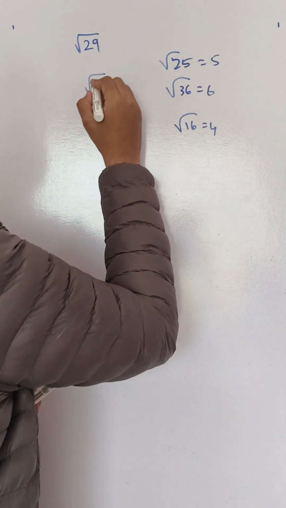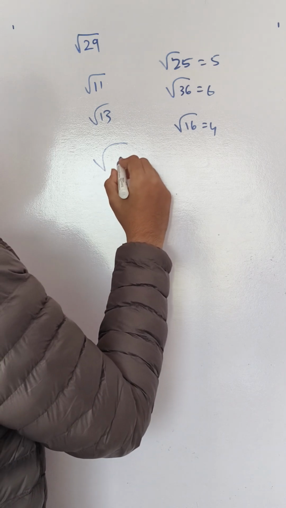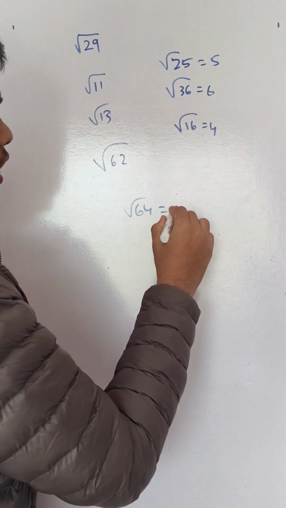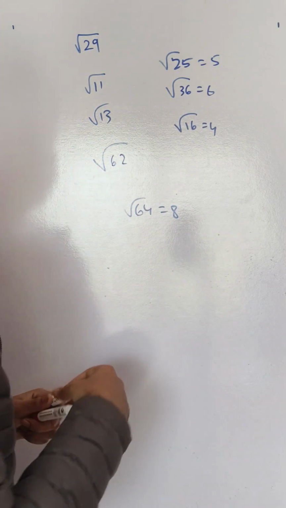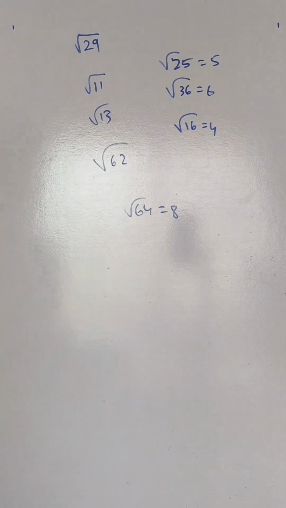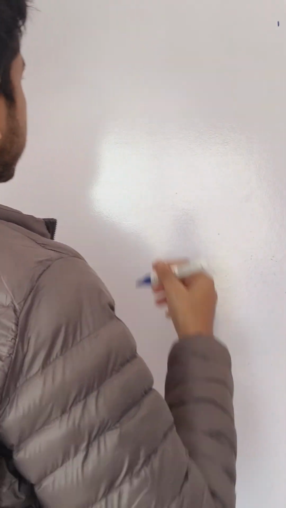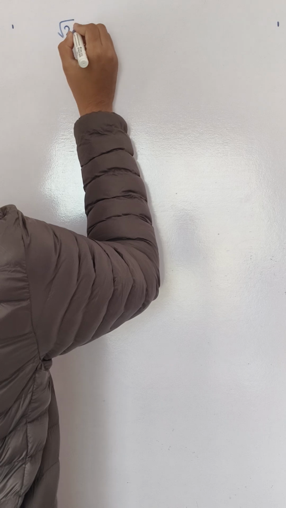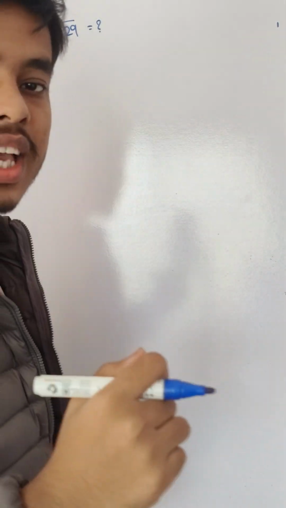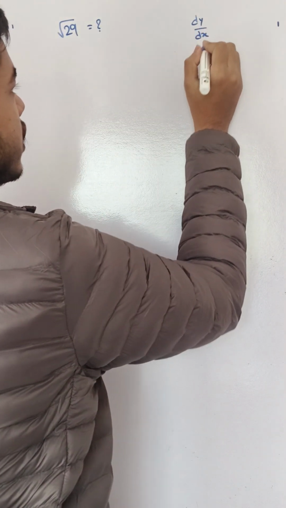But root over 29, root over 11, 13, root over, let's suppose, 62 also. 64 we can calculate, 8. 62 we cannot calculate. So let's take an example, root under 29. Root over 29 we cannot calculate. Here comes calculus. Here we will take the help of dy by dx, calculus.